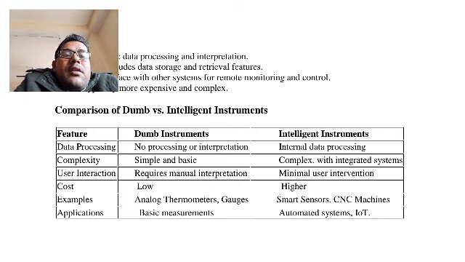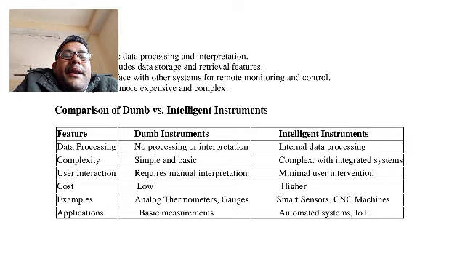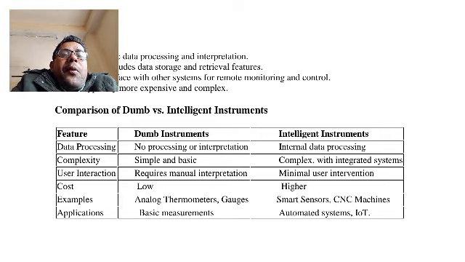Examples: for dumb instruments, analog thermometer and gauges. For intelligent instruments, smart sensors, pressure sensors, differential pressure transmitters, smart pressure transmitters, and temperature transmitters. These are the intelligent instruments. Applications: dumb instruments are generally used for basic measurements. Intelligent instruments are used in automated systems recording process data.